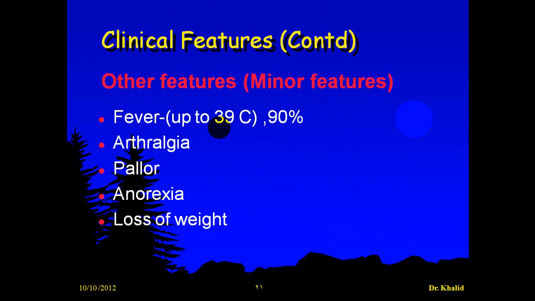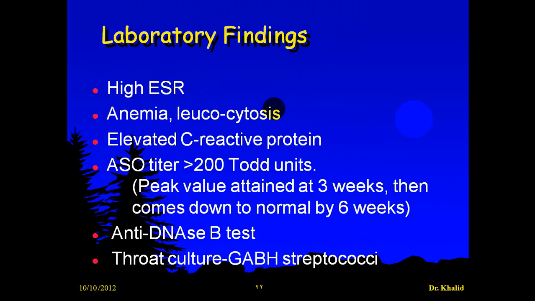Other, what are called minor criteria: fever up to 39 degrees centigrade in 90% of patients. Arthralgia is different from arthritis: only pain, no limitation, no tenderness, only pain in the joint. While arthritis, as we said, is hot, tender, painful with limitation of movement. Pallor, anorexia, loss of weight, high ESR, anemia, leukocytosis, elevated C-reactive protein, ASO titer more than 200 Todd units, with peak value attained within 3 weeks and then fading within 6 weeks and coming down.